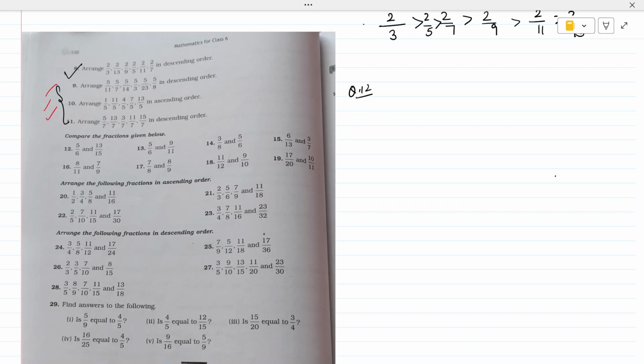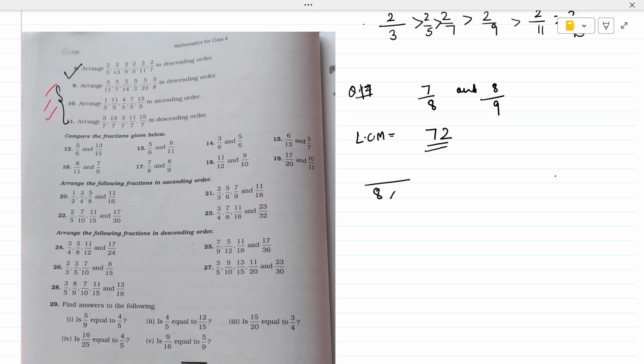Let me do question number 17. We have 7 by 8 and 8 by 9, which are not equivalent fractions. Nothing is similar. 8 and 9 do not have any common factor either, so straight away we can find their LCM. We know that if no factor is common, then the LCM is the product of the given numbers. So 9 into 8 is 72. This is the LCM.